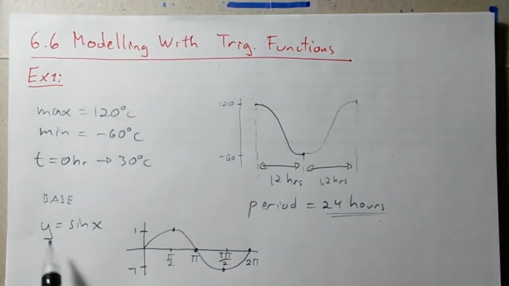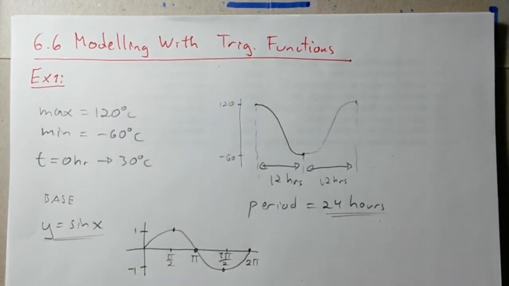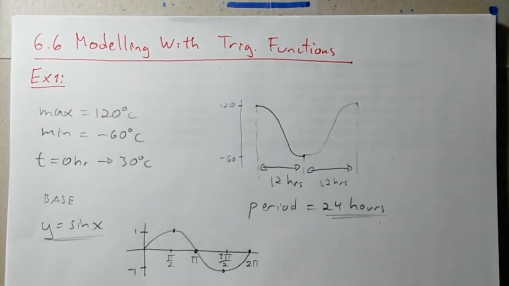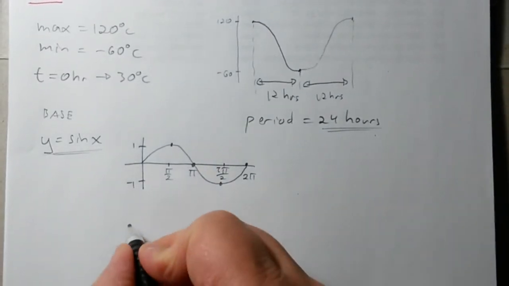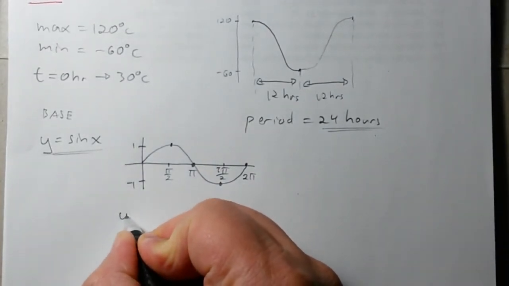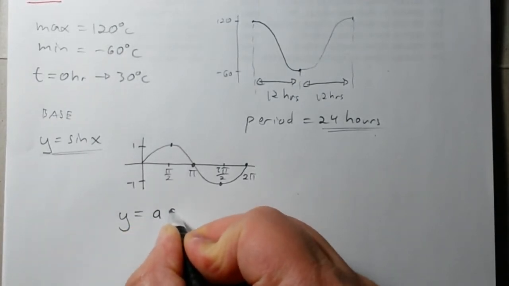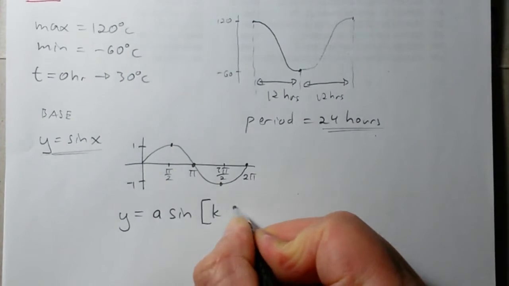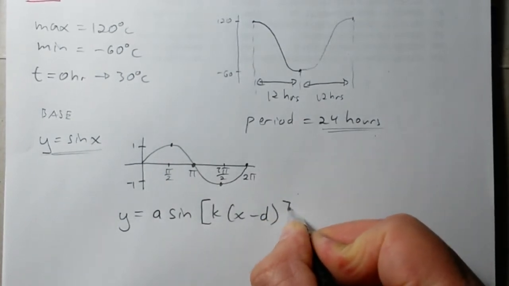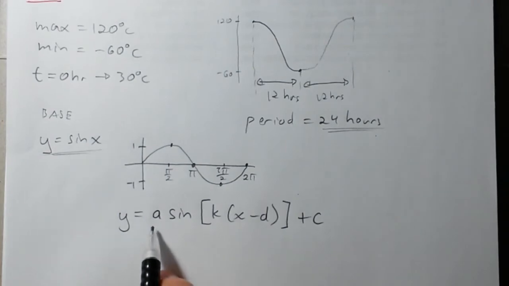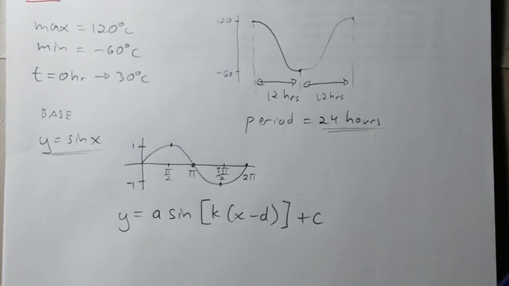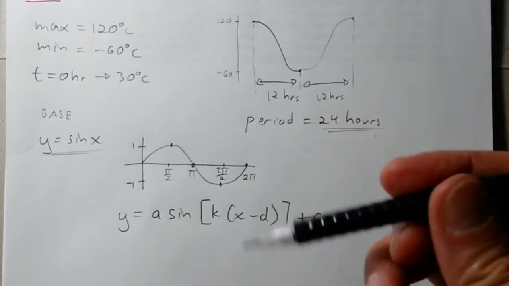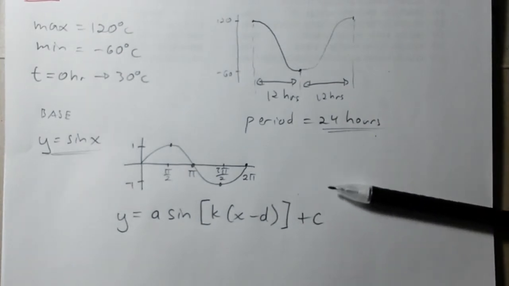Now they're asking us to use sine, so we're going to have to model it after this function. We need more space. So y equals a sine, open bracket, k x minus d, close bracket, close square bracket, plus c. Our goal is to collect all of this information, a, k, d, and c, so that we can have a proper sine function that models this situation in example 1.